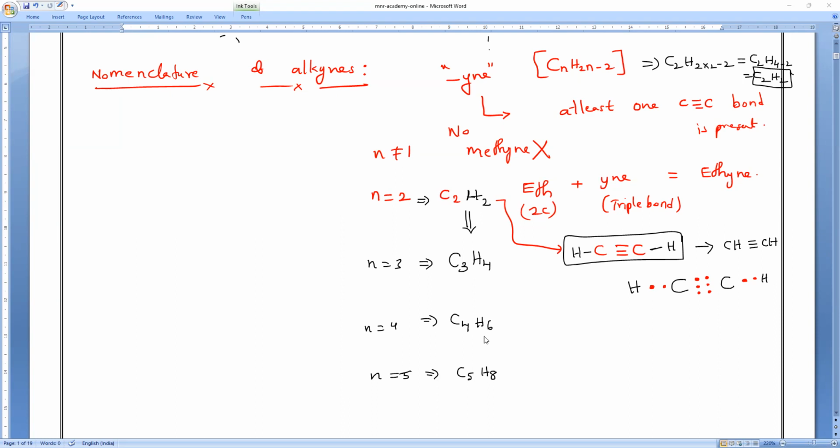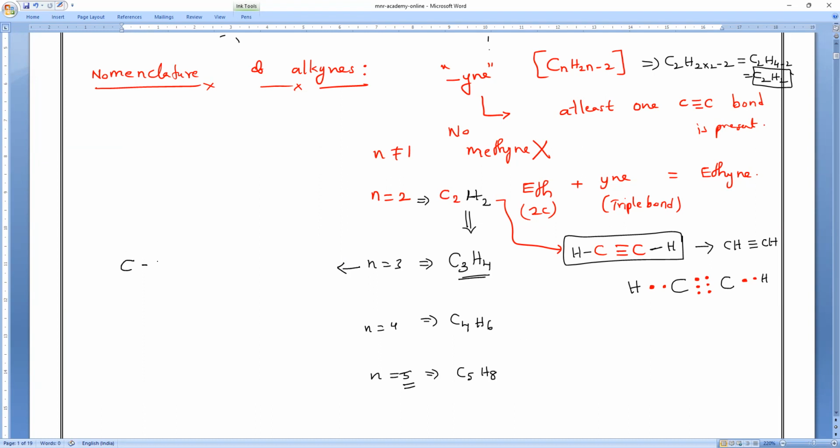Now I will give you, for those who have made mistakes, at least n equals 5, which is very important. I will give you the standard form, so according to that you remember. Note it, everybody. Yes, n equals 3, the structural formula.